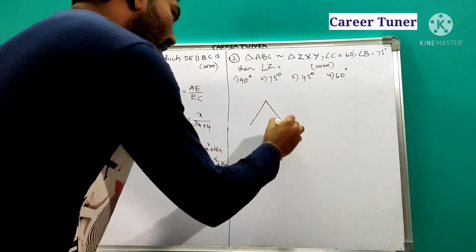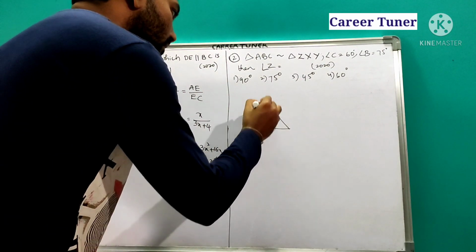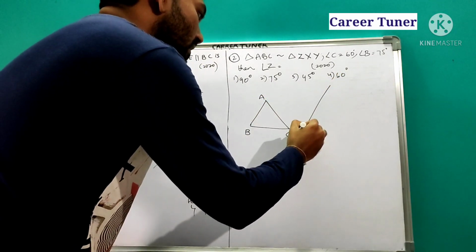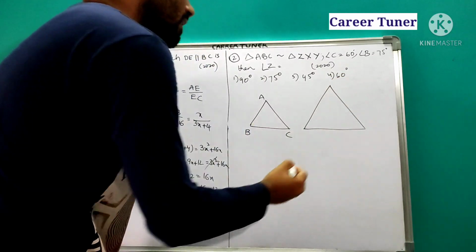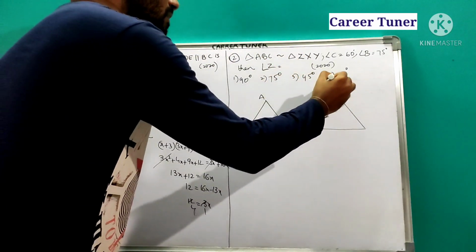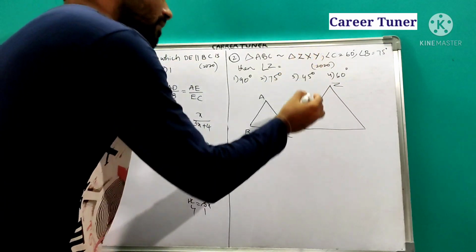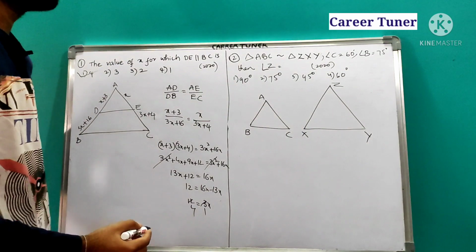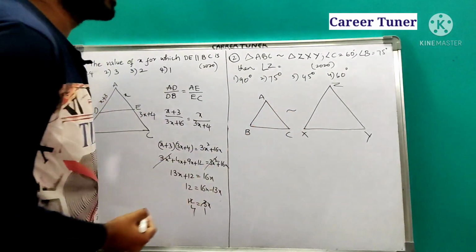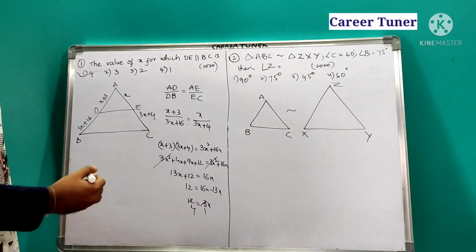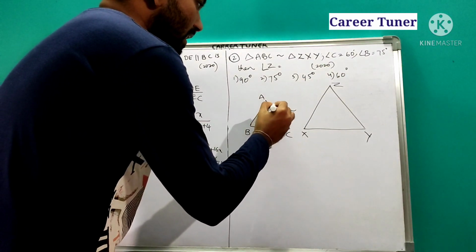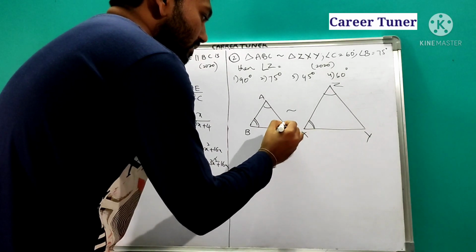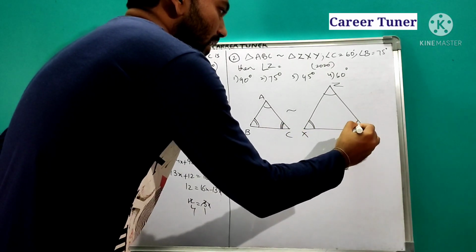So let us draw a triangle ABC. And there is another similar triangle. Since it is a similar triangle, the positions will be the same. I mean A will represent Z and B will represent X and C is going to represent Y. When two triangles are similar, what is the condition? Corresponding angles are equal and corresponding sides are proportional. Corresponding angles are equal in the sense this angle is equal to this angle, and angle B is equal to angle X and angle C will be equal to angle Y.